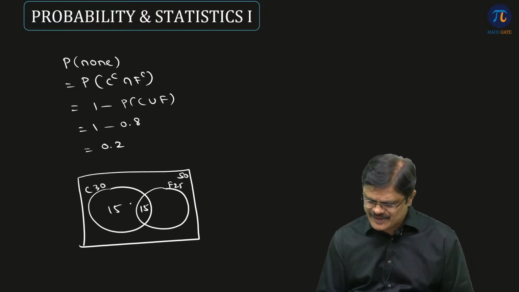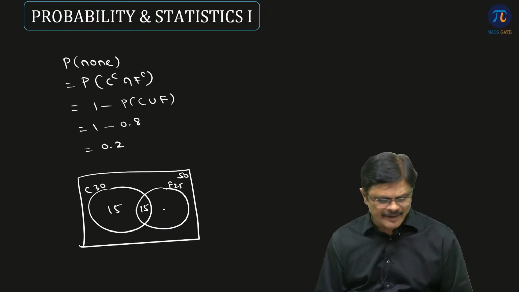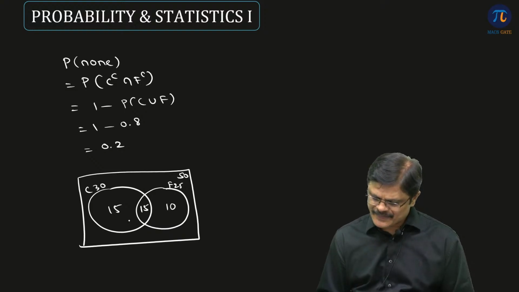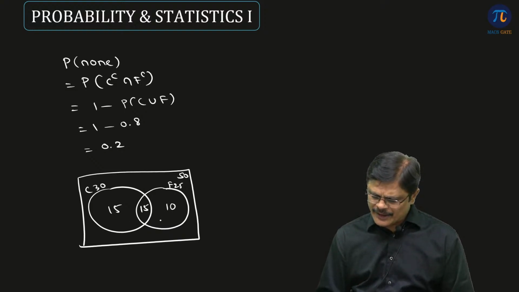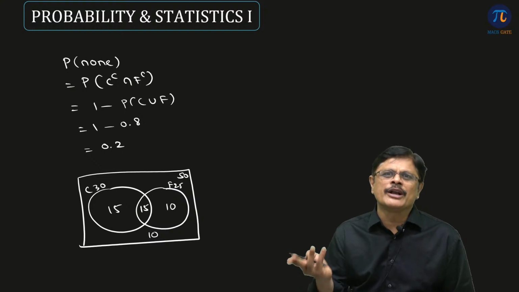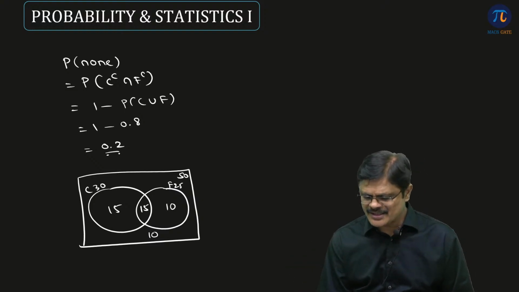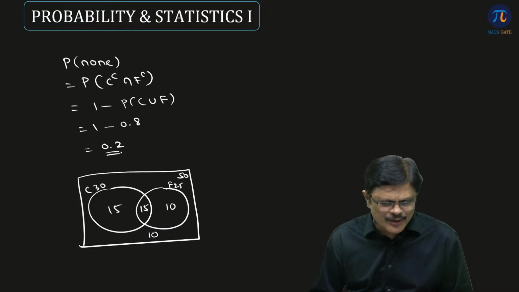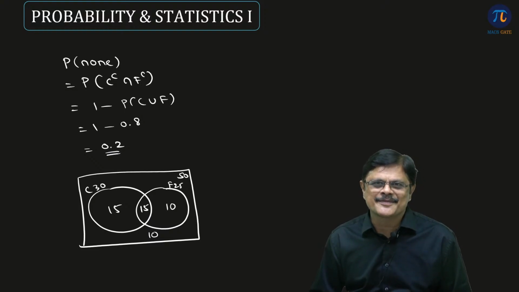So it is 15, meaning what about this? 30 minus 15, it is 15. It is 25, meaning 25 minus 15. How much is this? 10. So if you observe, it is 40. Outside we are having 10. What is 10 out of 50? 20%. So 20% of students play none of the games.